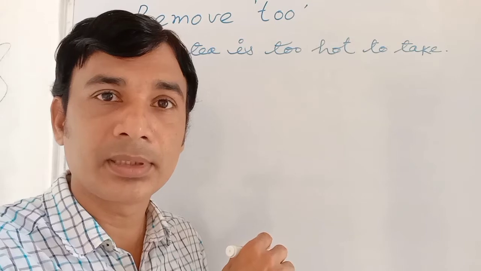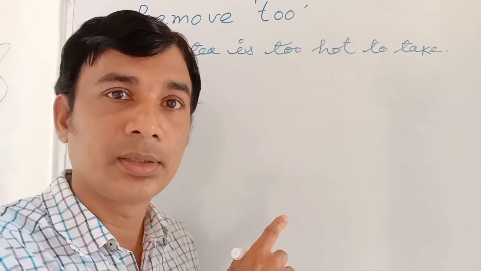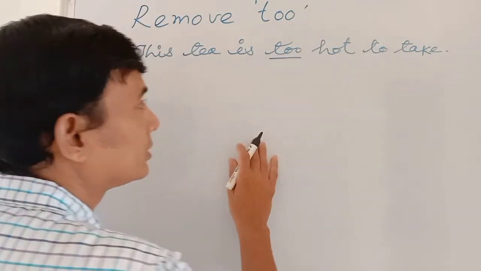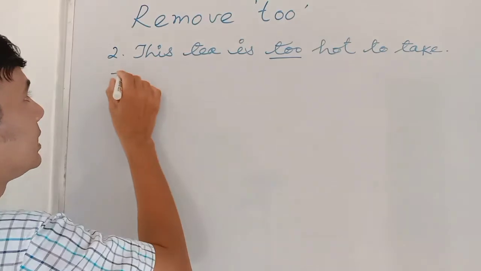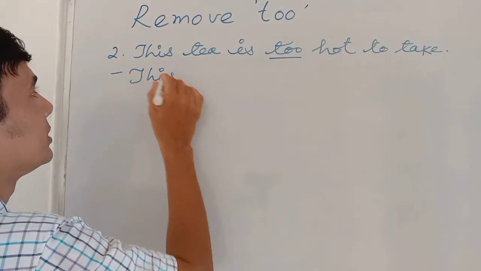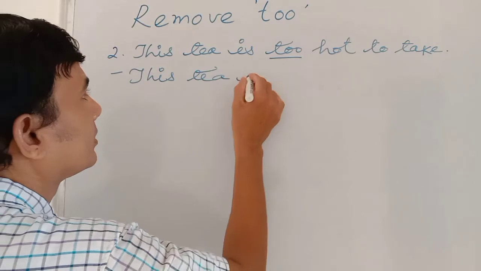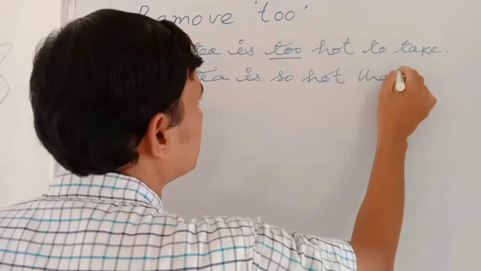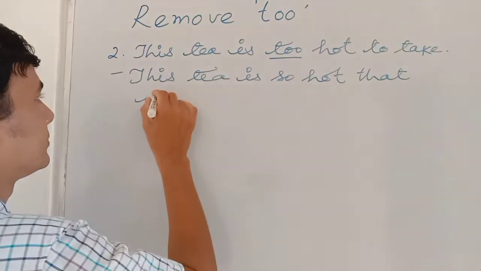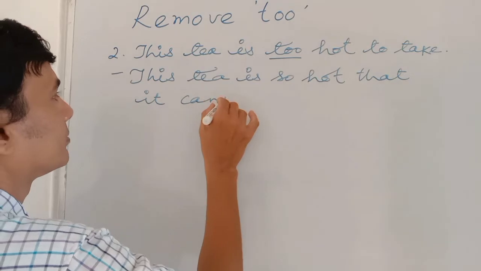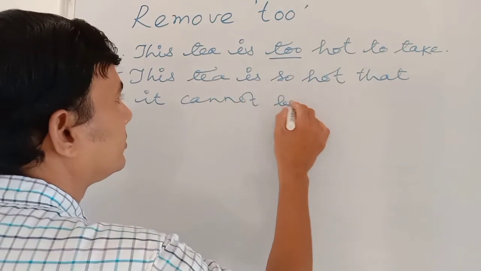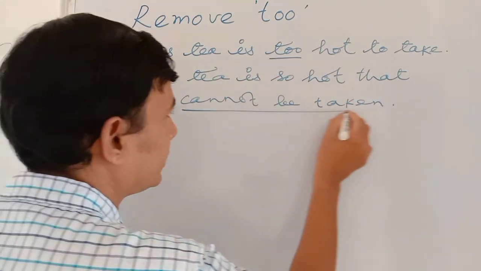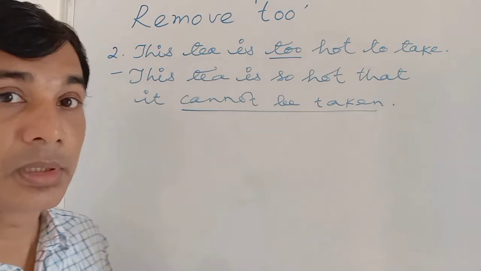Look at my second example. I have written on the board. Look at this one: "This tea is too hot to take." Too hot. So I will remove this "to". So the answer will be: "This tea is so hot that it cannot be taken." I have used here "cannot be taken", that is, I have used the passive form.